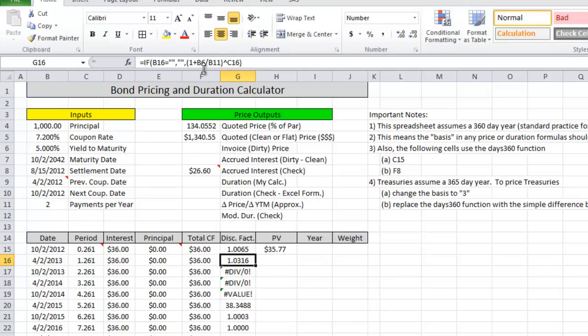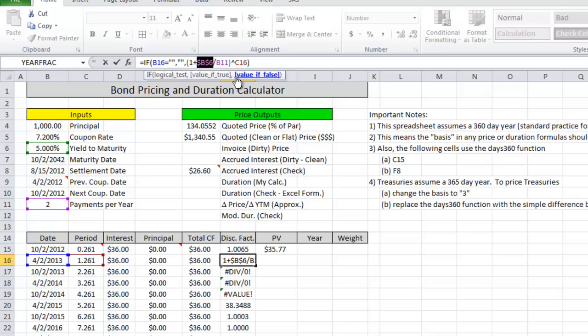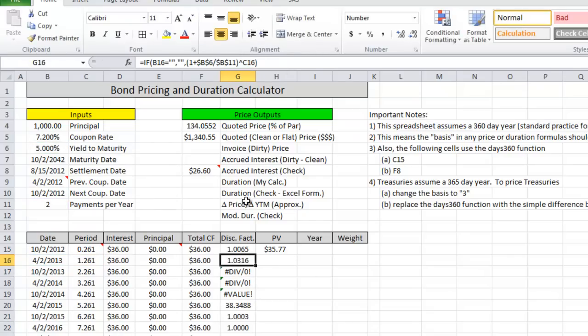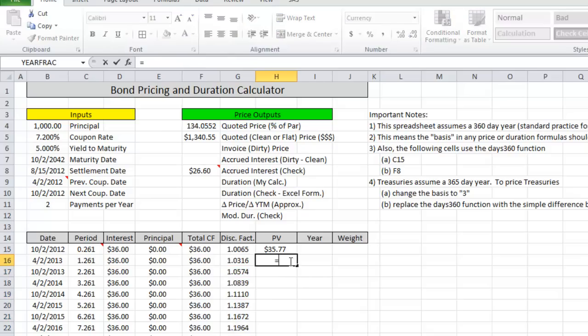Absolute reference. Come on, Dr. Wright. What are you thinking? Absolute reference, brother. B6, B11, both need the absolute reference. Shoot it on down the line. Looks much better. Present value, similar logic. If the date equals nothing, give me nothing. Otherwise, give me the cash flow divided by the discount factor. Don't need to lock anything in there.